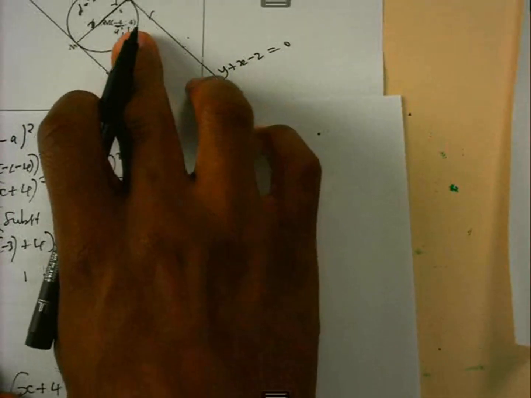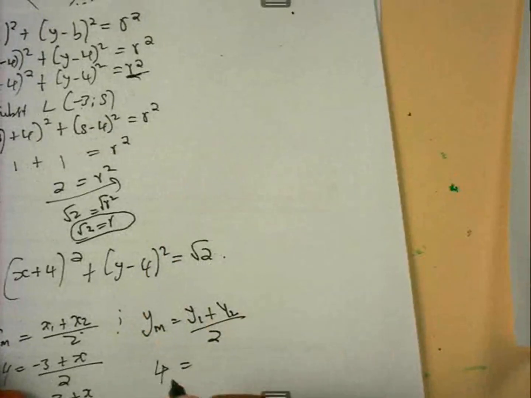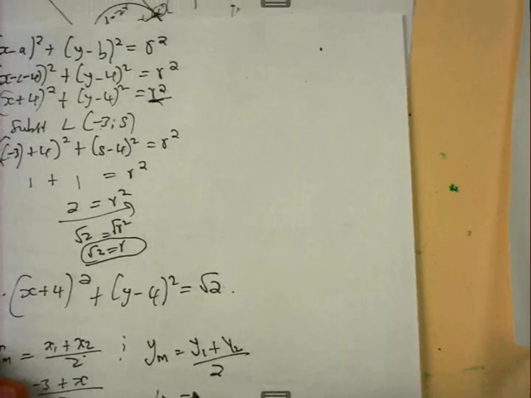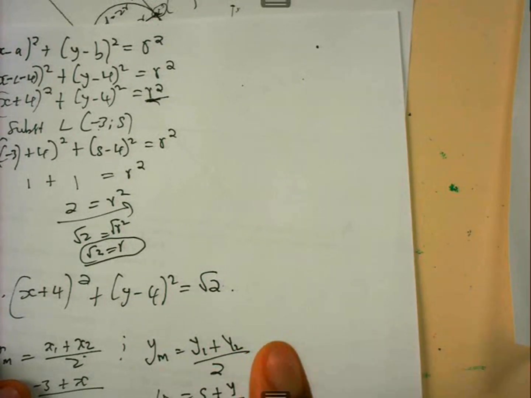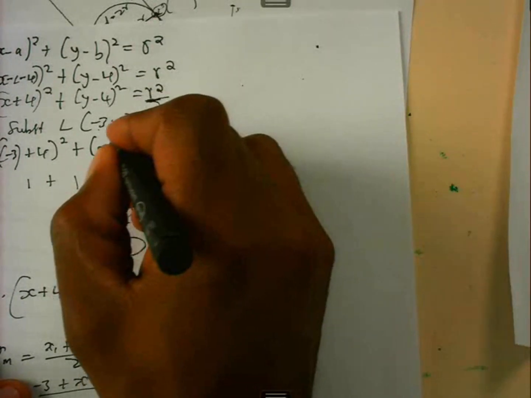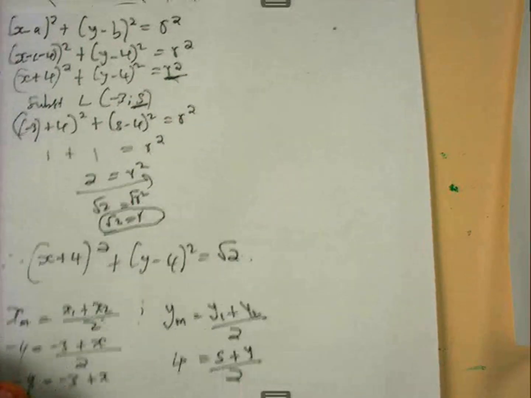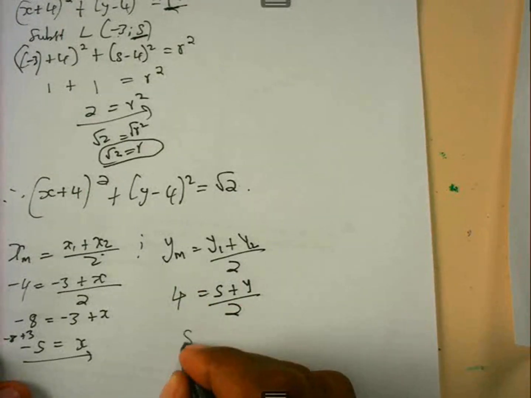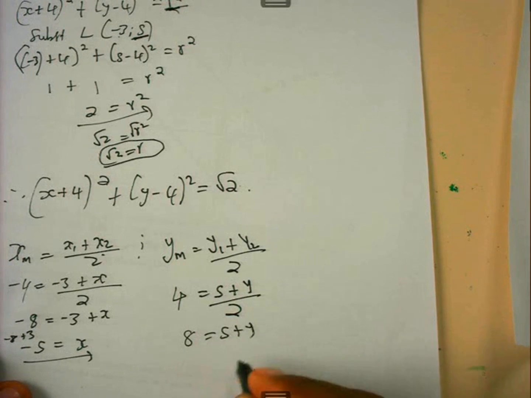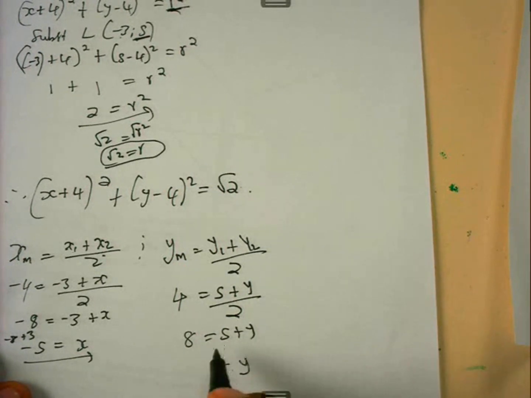It is a positive 4. Here's a positive 4 here. That is 4 equals y1, which will be (5 plus y) divided by 2. Then from this point, the coordinates of L, y is 5, 2 times this, it's 8, equals 5 plus y, and therefore y now is equal to what?